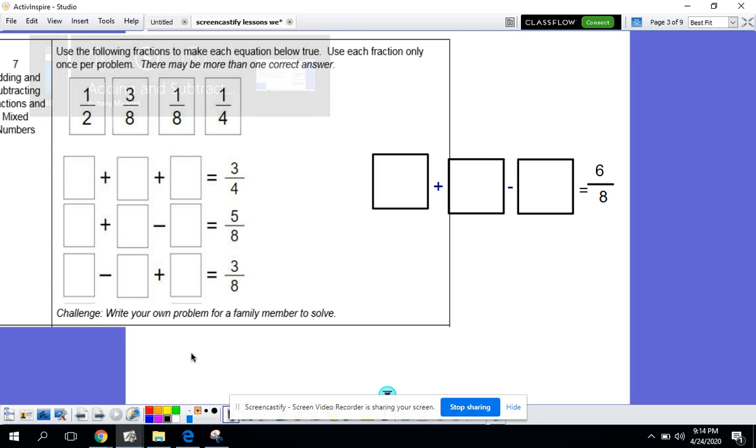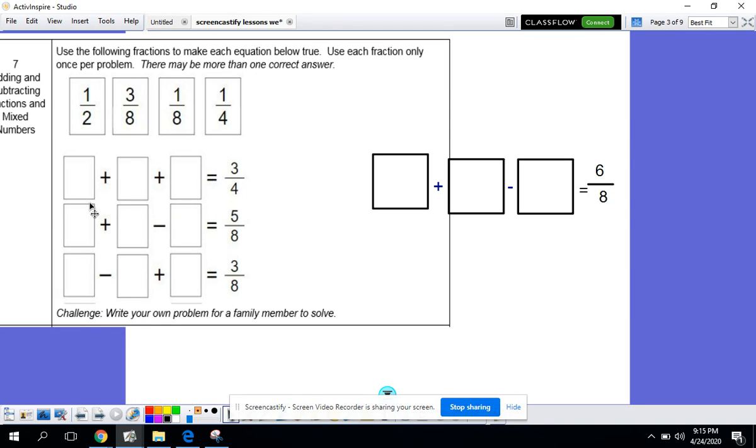Hey there, students. We're going to work on day 7, which is adding and subtracting fractions and mixed numbers again, but it's actually a little bit different of an activity. You're going to have to use some problem-solving skills, some guess and check, and your knowledge of equivalent fractions to solve the equations here.